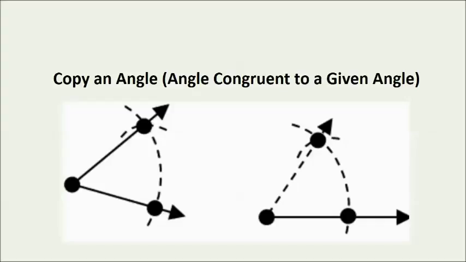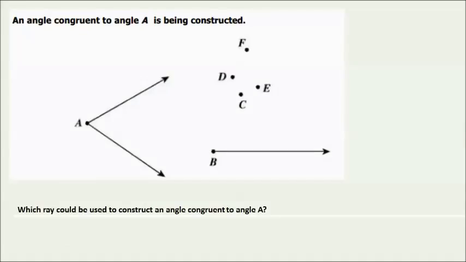Now let's copy an angle. This is an angle congruent to a given angle. An angle congruent to angle A is being constructed. Which ray should be used to construct an angle congruent to A? That is, we want to copy angle A onto the ray B.